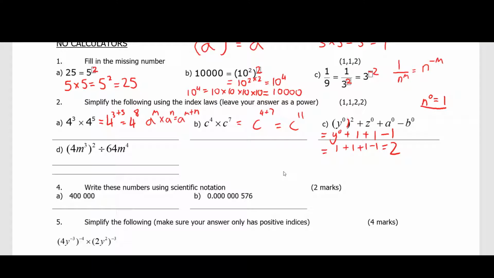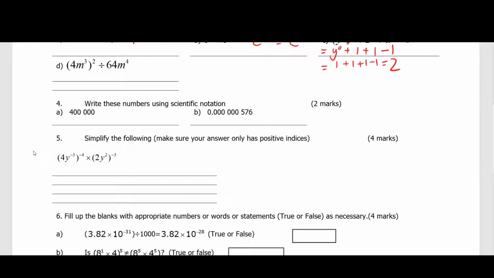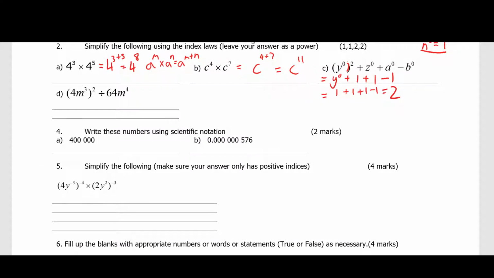Okay, D. 4m cubed all squared divided by 64m to the power of 4. Okay, so what I'll do that just over here. Just here. So we've got 4m cubed all squared over 64m to the 4.